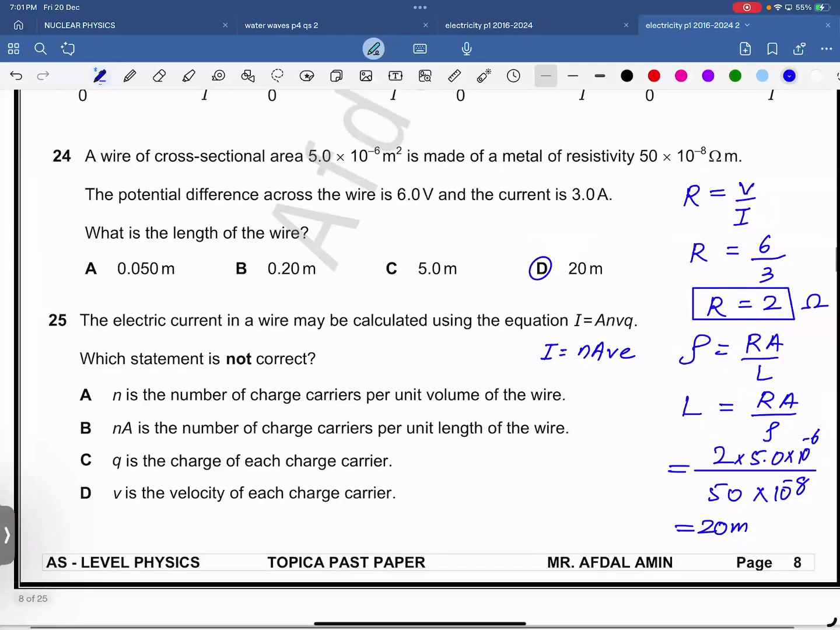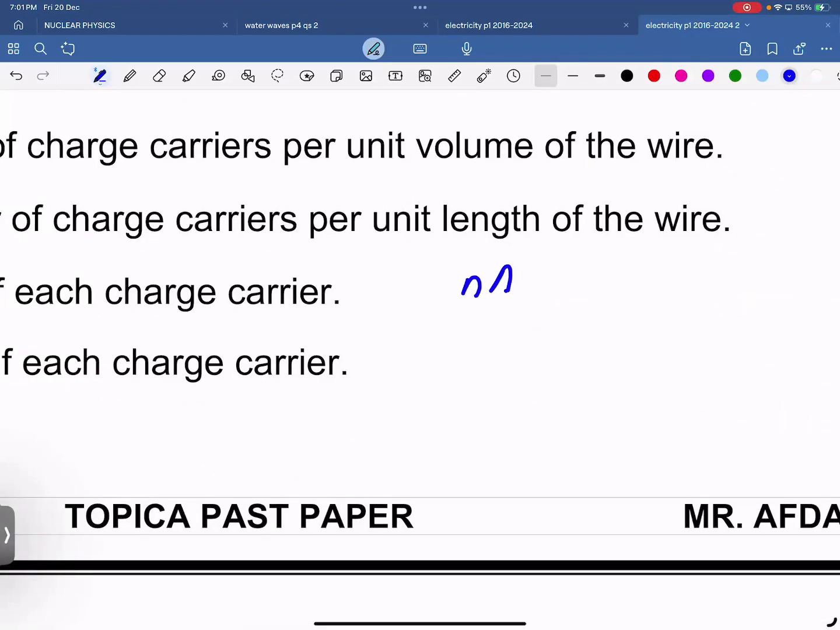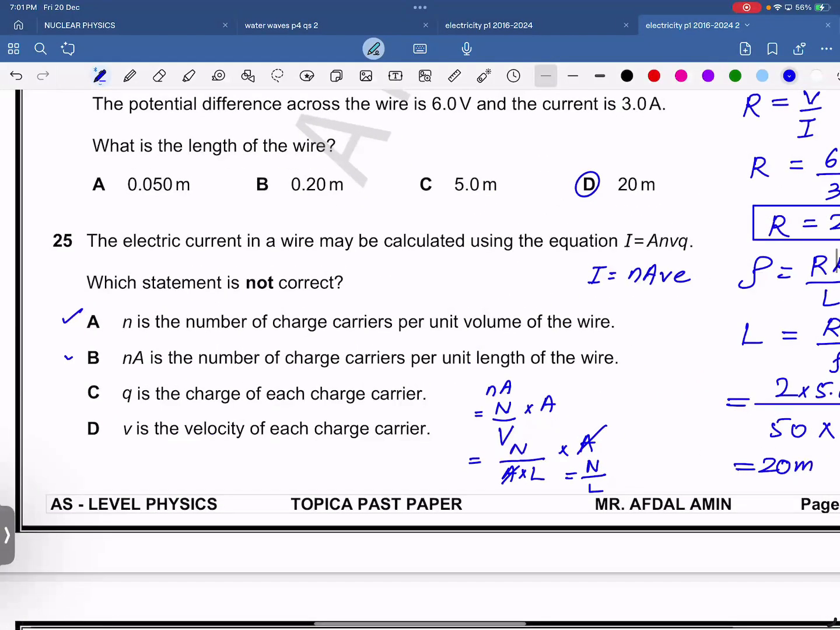N is the number of charge carriers per unit volume. This is the correct statement. N times A is the number of charge carriers. This is tricky to understand. Hold on. Maybe this is also right. N is number of charge carriers per unit volume times A. Volume is area times length, so area simplifies. It is number of charge carriers per unit length. It is correct, my dear. It is also correct.